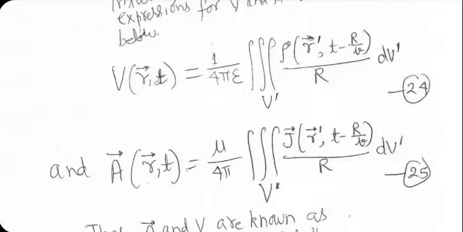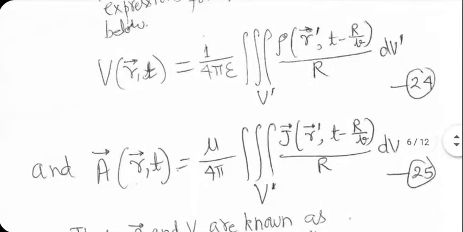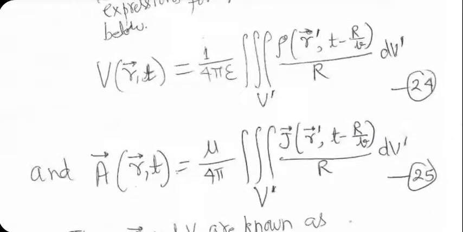We have included a minus term in time on the right hand side, and that term is simply magnitude of R divided by speed of propagation, which means time delay between the two things. Okay. So these are generic formulas for calculating V and A for time varying rho and J.